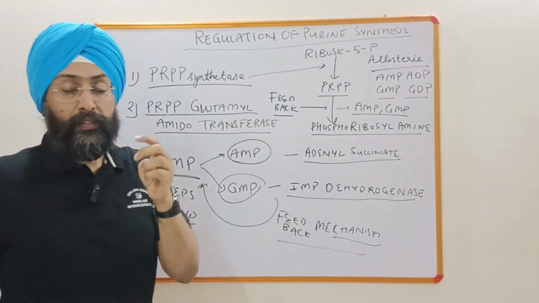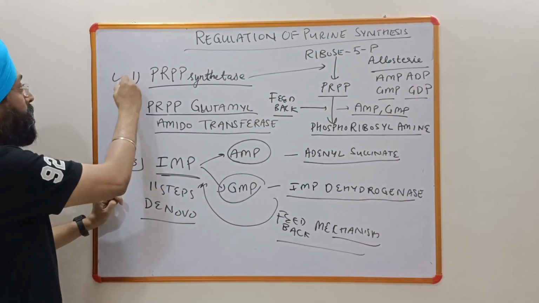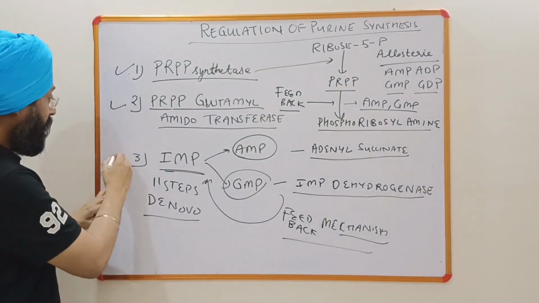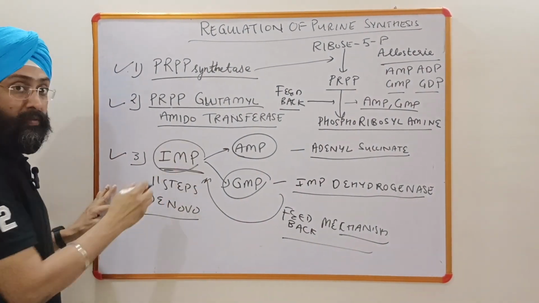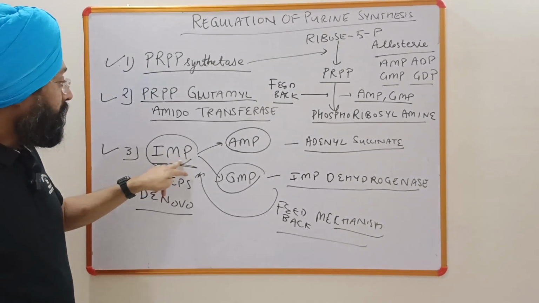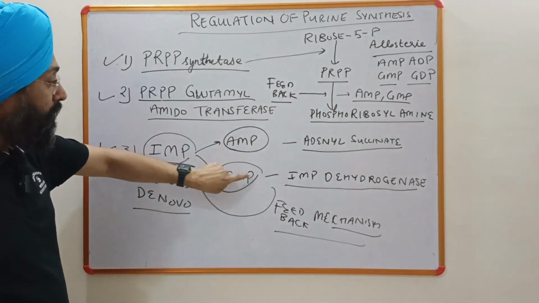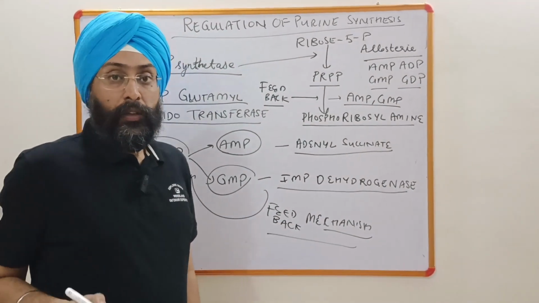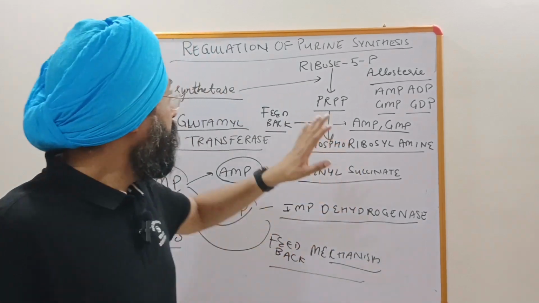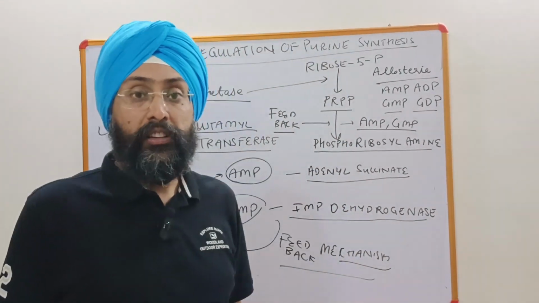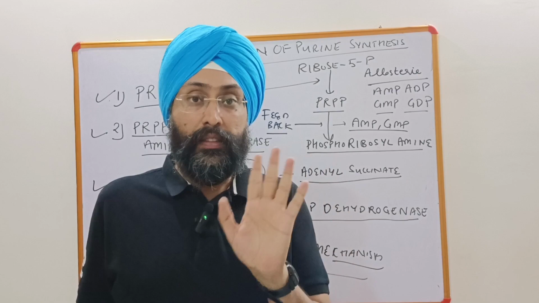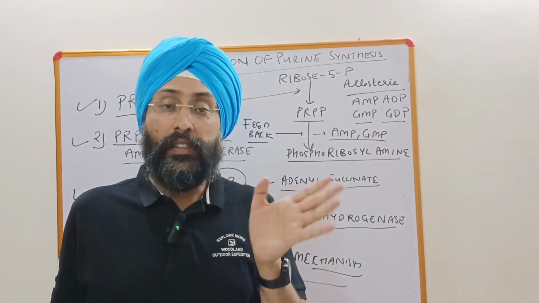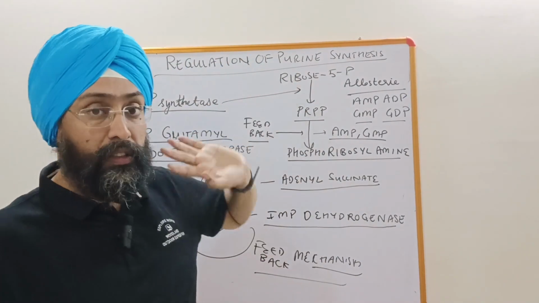There are 3 steps. Firstly, the first 2 enzymes, that is PRPP synthetase, and the second is PRPP glutamyl aminotransferase, and the final regulation is at the 11th step when we get IMP and its conversion to AMP and GMP. They both control the synthesis by a feedback mechanism. So that finishes our regulation and the salvage pathway. So for purine nucleotide synthesis, the 2 paths: de novo synthesis was discussed in the previous video, and the salvage pathway was discussed in this video along with regulation.